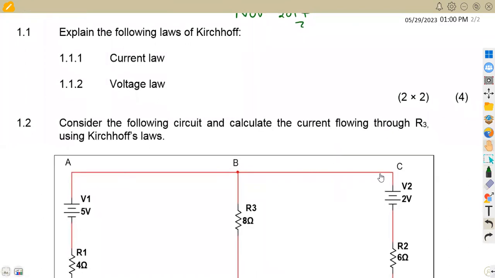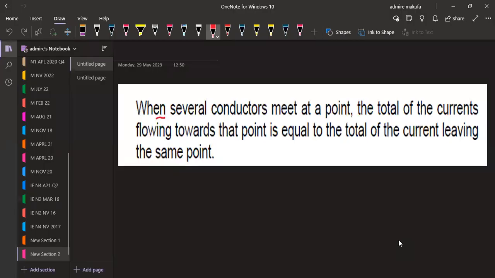In 1.1, we are asked to explain the following laws of Kirchhoff. First, we have the current law. So we're asked to explain what we know about the current law. We can consider that when several conductors meet at a point, the total of the currents flowing towards that point is equal to the total of the currents leaving the same point.